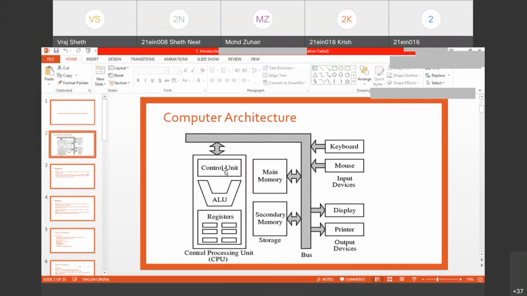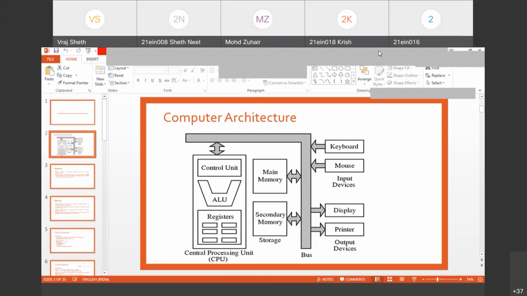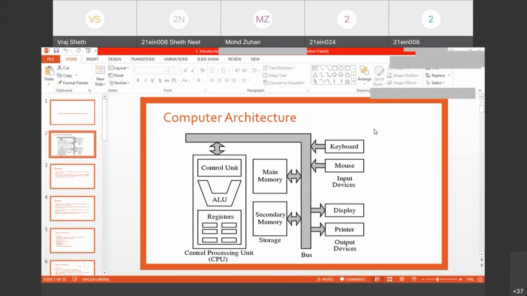What is CPU? Have you seen the CPU? Anybody can answer? Have you seen the CPU in your system? Where is it? Beside the desktop. Sir, it is the chip that is like the brain of the computer. Yeah, that is located on the motherboard, and a fan is pointing to that chip.